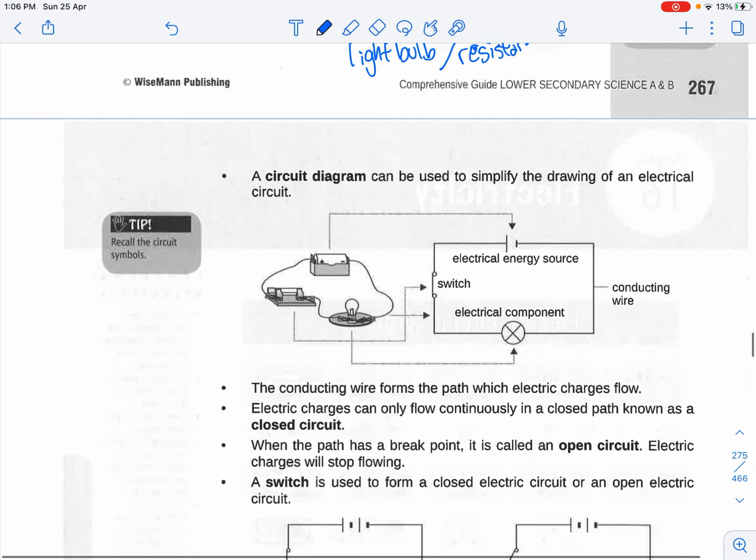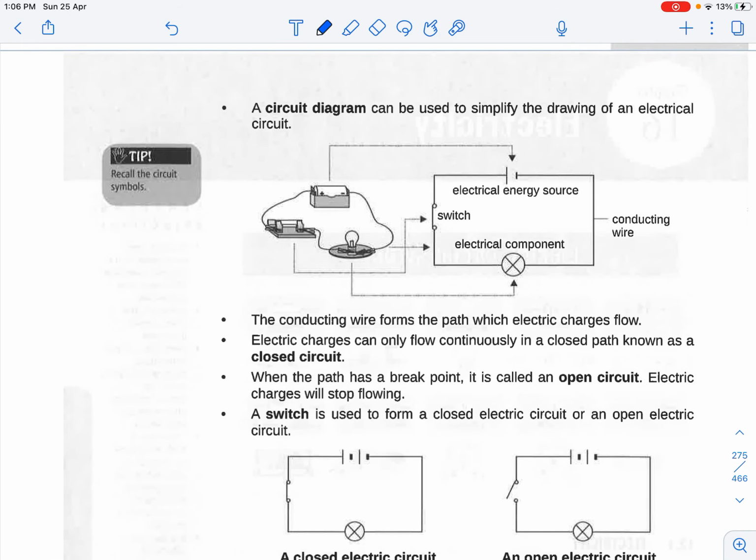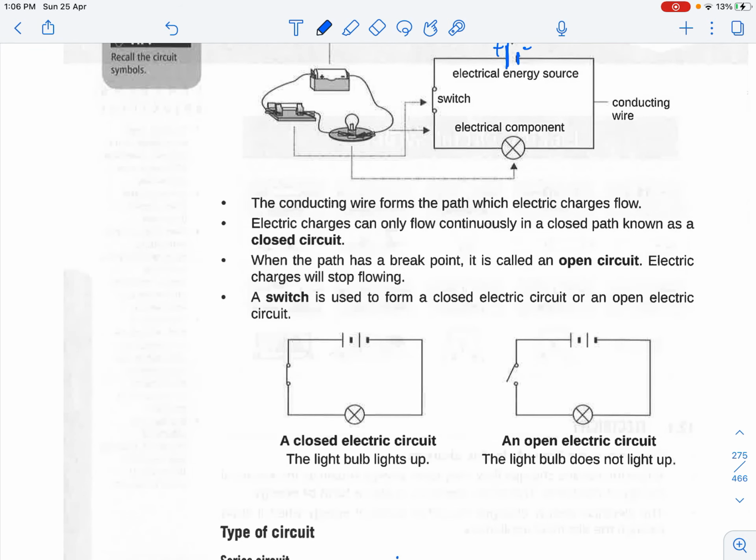So how would you draw it into an electrical circuit diagram? It can be done in this way, where this represents the source, which is the cell, followed by the wire, the switch, because in this case it is closed, and the light bulb, which is the electrical component. In the exam, try to use your ruler to draw the electrical diagram, and this conducting wire generally shows the pathway in which the current will flow from one end to another end. Okay, and electricity can only flow continuously in a closed circuit.